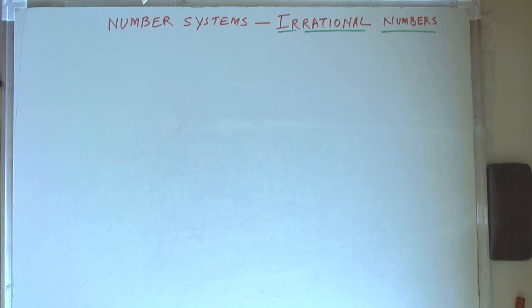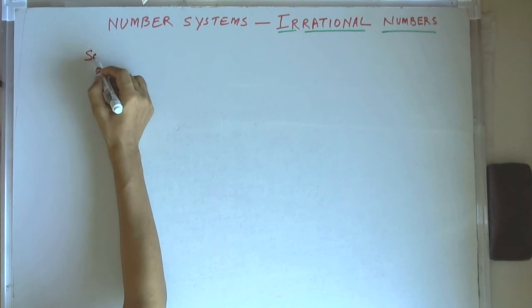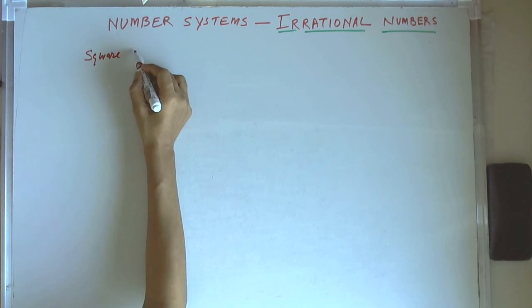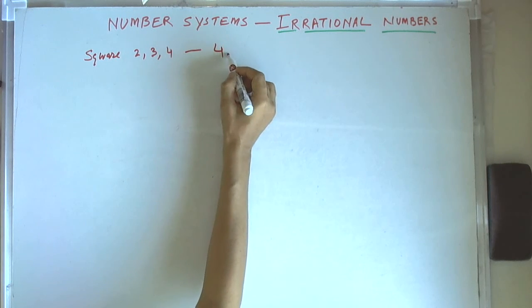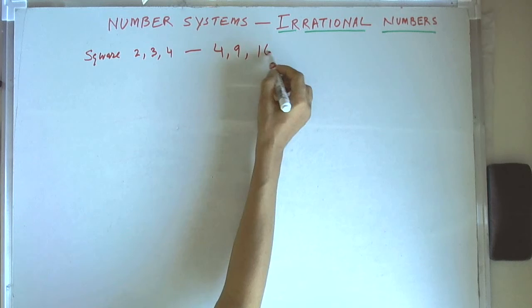We will see what are irrational numbers, and we will see examples of irrational numbers. So the word irrational, what does it mean? Irrational means which is not rational. And as we know from our earlier knowledge, the square of the numbers 2, 3, 4 will be 4, 9, 16.